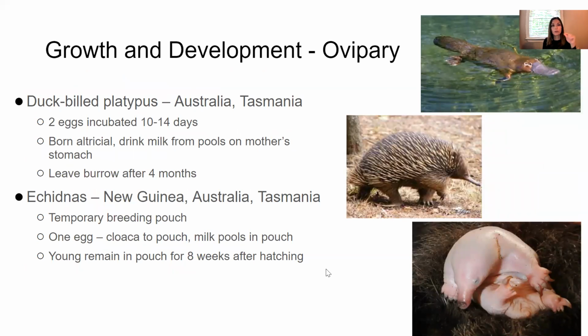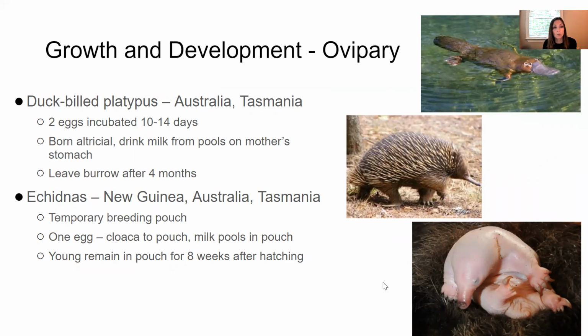We're going to go through the growth and development of the 3 different subclasses of mammals. So the monotremes exhibit oviparity, so they lay eggs. Duck-billed platypus and echidnas are examples. Duck-billed platypus is found in Australia and Tasmania. Tasmania is part of Australia, but it's a separate island. So they're on both of those islands.